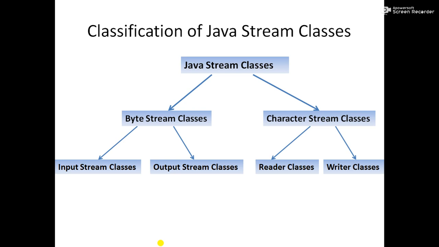Byte stream classes are again divided into two classes. Obviously one will be input stream classes and the other will be output stream classes.